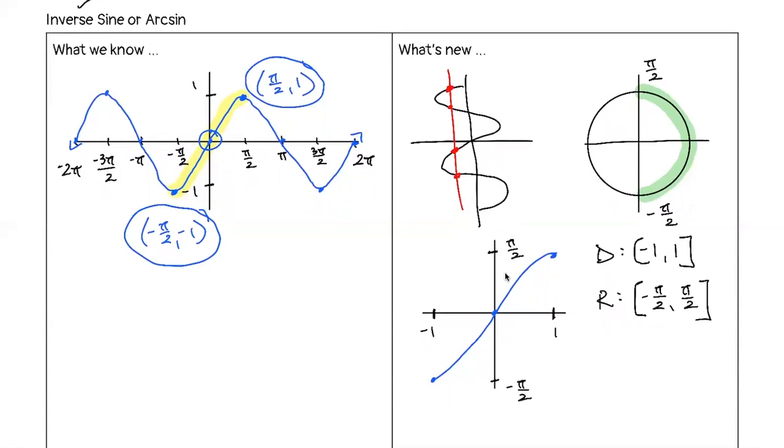Now we can take the cosine graph and flip a piece of it too, and we'll end up with the inverse cosine. And we can take the tangent graph, flip that, and we'll get the inverse tangent graph, okay?